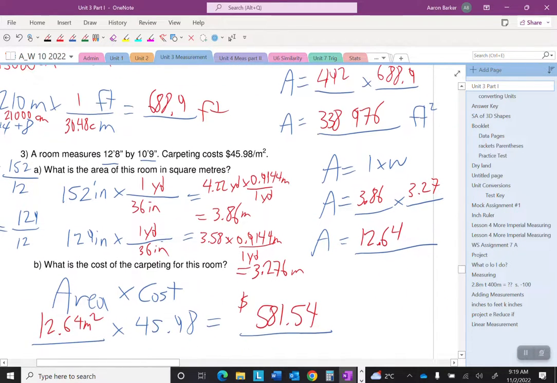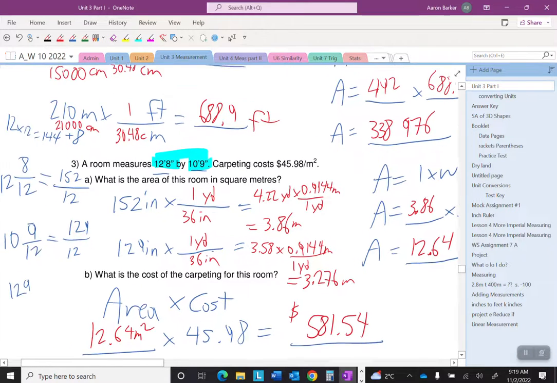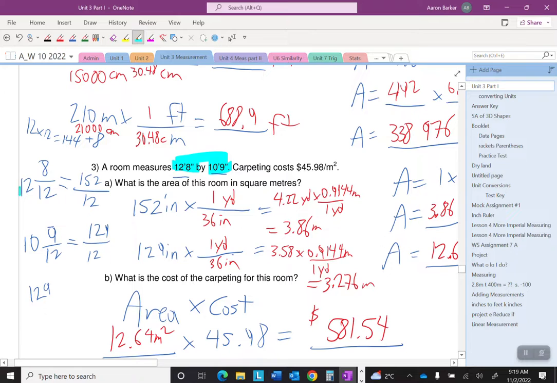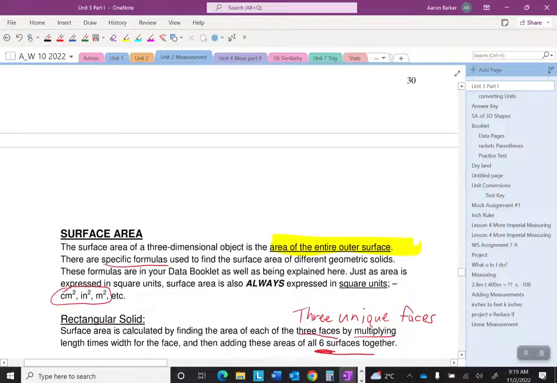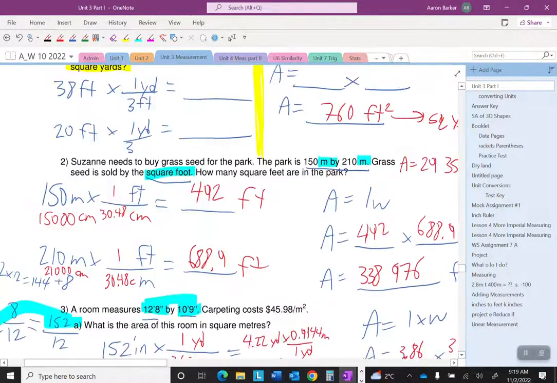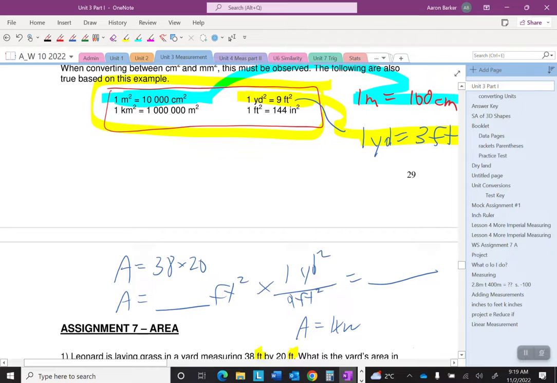Okay. Here we got, this one's a tough one because it's feet and inches. Okay, so what you have to do is you have to convert your inches, right? Convert everything into inches. Then you can convert into square meters. Okay, that's a tough question. Then you can figure out your cost. Okay, 3 questions. The last one's a challenging one. Go, do her, pitter patter, get at her.